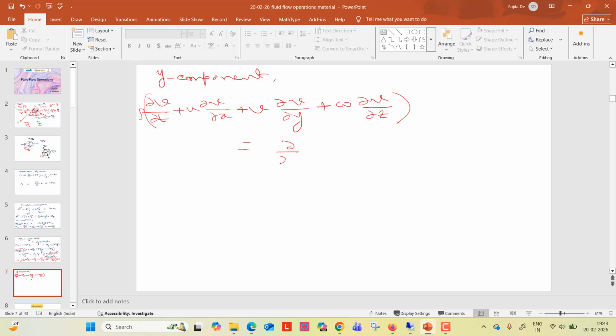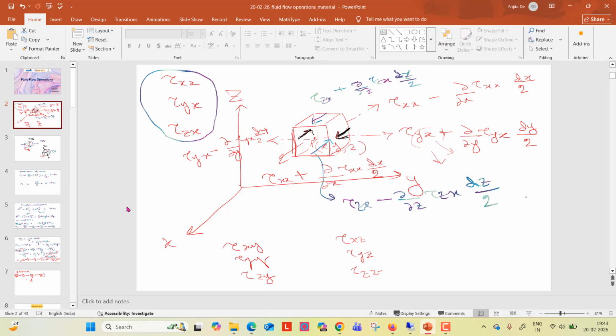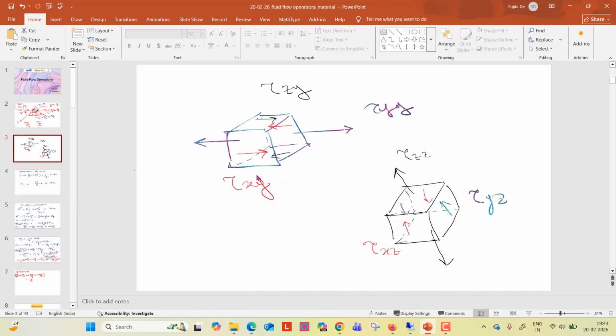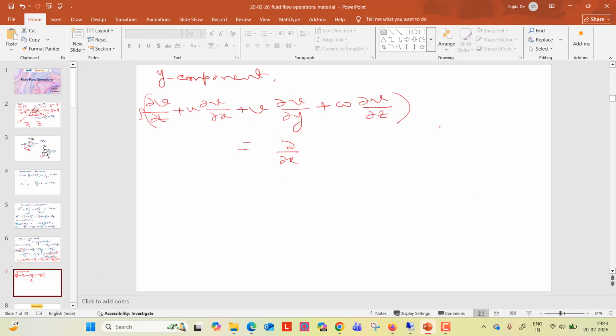del x of the y components of stress, right? So what are the y components of stress? You have seen how they are represented here, and in which direction these y component stresses are working. Okay, so del x of tau xy plus del y of tau yy plus del z of tau zy plus rho gy, right? This is the y component.